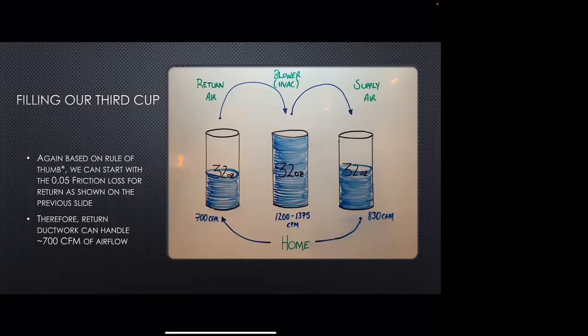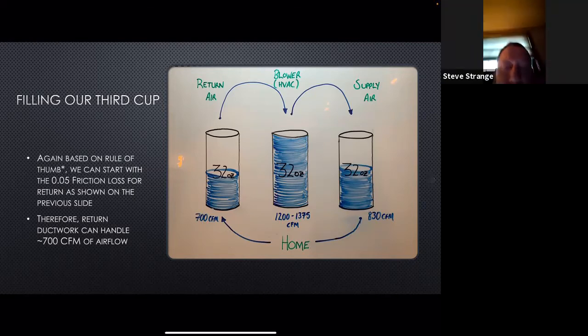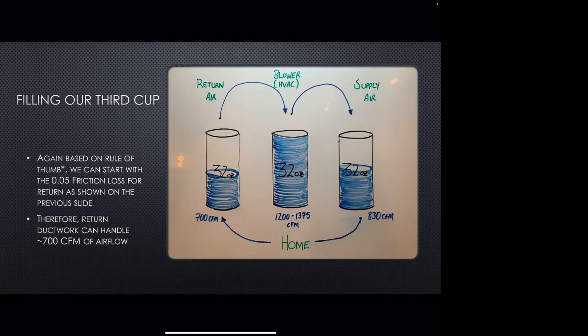Now, when you look at this, we have a PSC motor. Okay? And we're wanting 1375 CFM from that PSC motor. What is going to happen to the CFM of that motor with the size of ductwork that we have in this scenario? What happens to the airflow, the CFM? Does it go up, stay the same, go down? Slows down. Goes down.